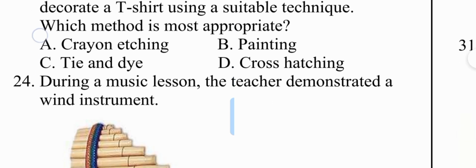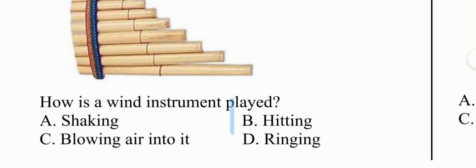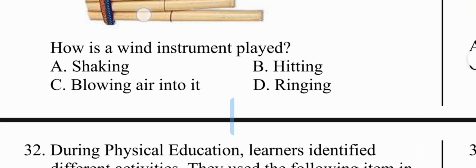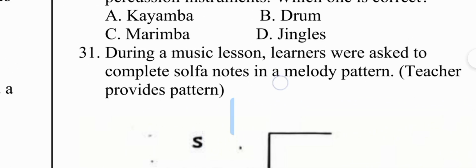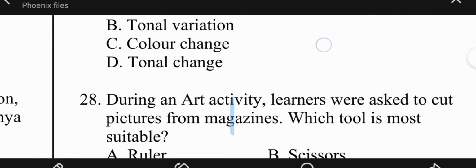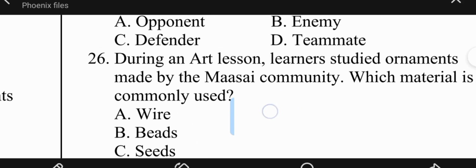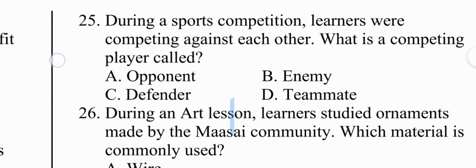That is C. Number 24, we say during a music lesson, the teacher demonstrated a wind instrument. How is a wind instrument played, by the way? It is played by blowing air into it. And this one is a very good sample of a wind instrument. You can go and get the name of that wind instrument by Googling different types of wind instrument. We have numerous of them from different communities. And for my learners, I gave them a song which is always assisting them to answer these wind instruments and the community they are drawn from.